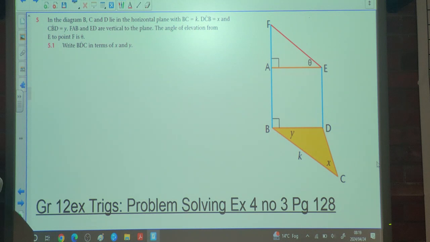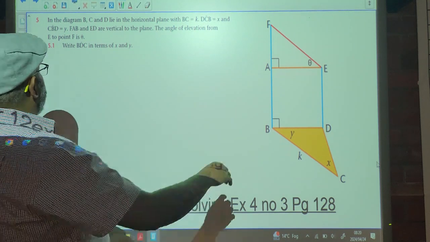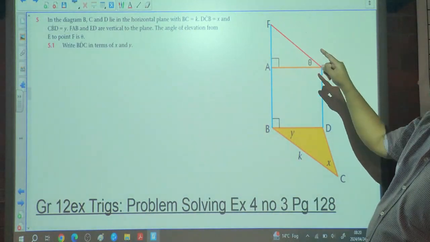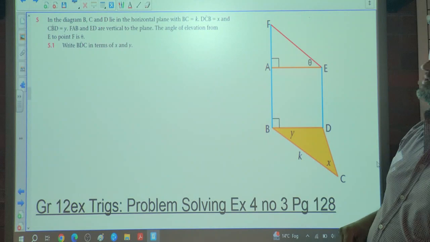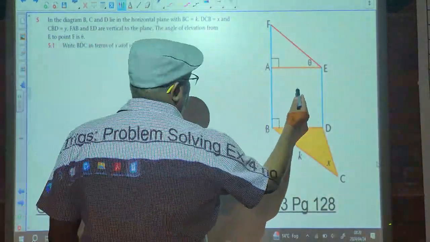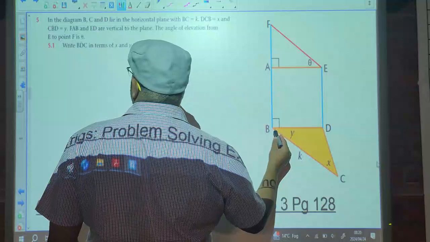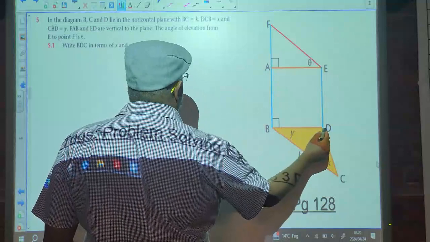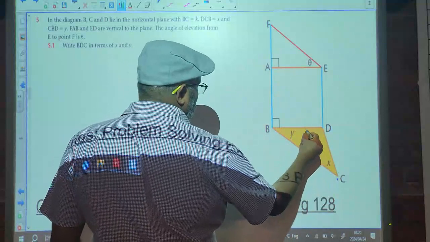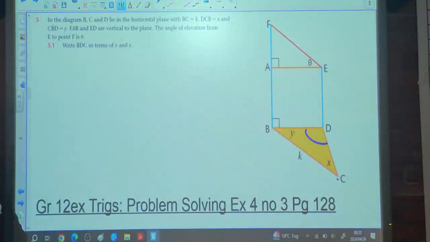Okay? And the angle of elevation from E to point F is theta. The question says write angle BDC in terms of X and Y. So that's the angle they are referring to.